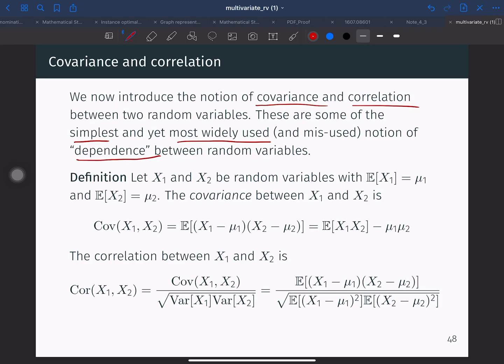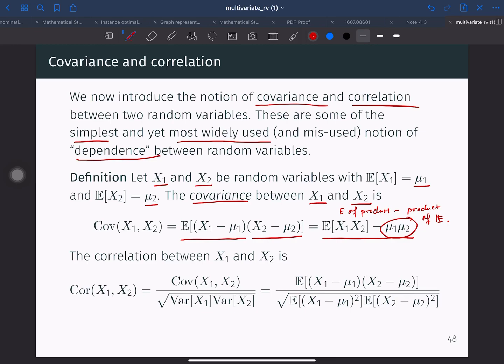So the definition goes as follows. Suppose we have two random variables, x1 and x2, where we let mu1 be the mean for x1 and mu2 be the mean for x2. Then the covariance between the random variables x1 and x2 is defined simply as the expected value of x1 minus its mean times x2 minus its mean. And you can simplify via the rule of linearity of expectation that this is the same as the expected value of the product x1 x2 minus the product of expected values. So this here is the definition of the covariance.